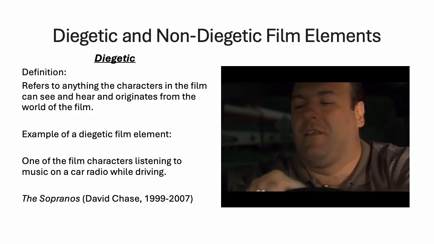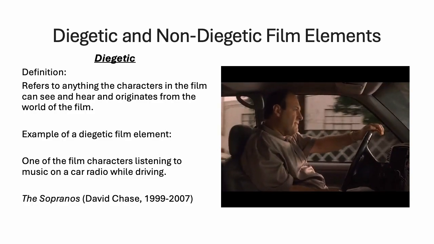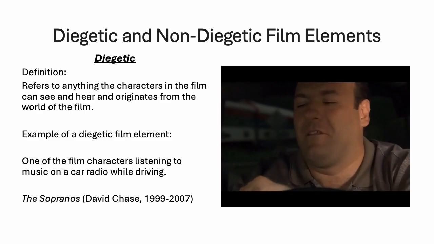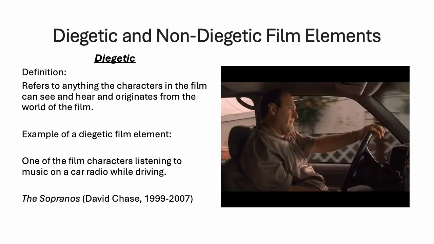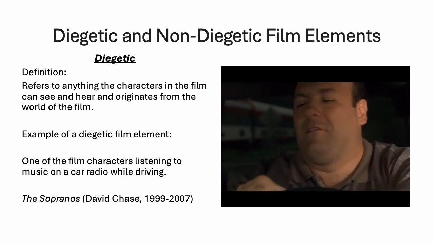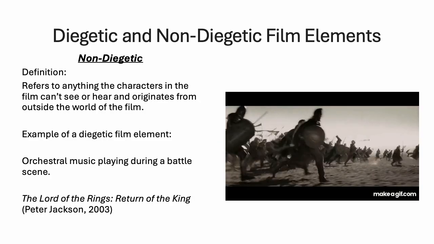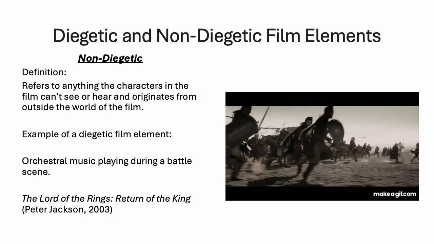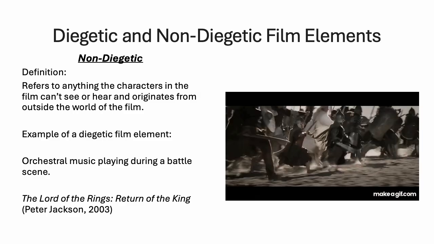I'd like to take a moment now to distinguish between diegetic and non-diegetic elements. A diegetic element is something in a film that the characters can see and hear. Now, these are things that originate from the body of the story. This could be something like music playing on a car radio in the film. Now, a non-diegetic element is something that comes from outside the story of the film. These are things that the characters can't see or hear, but the audience can.